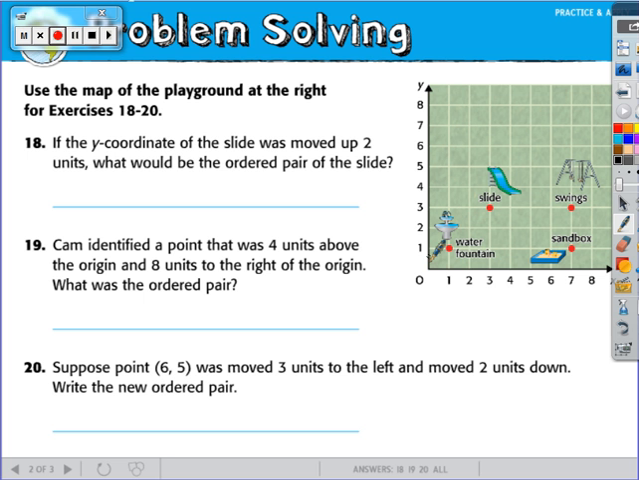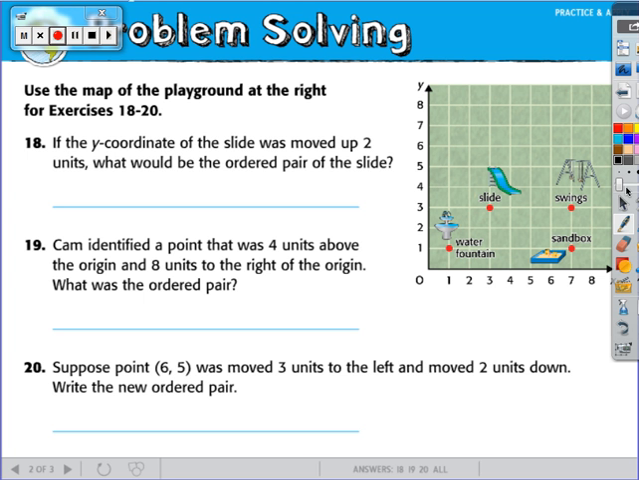18 through 20 are using the same coordinate grid. The y-coordinate of the slide was moved up 2, what would it be? What would the ordered pair of the slide be? Okay, hopefully you guys know the difference between up and down. Cam identified a point that was 4 units above the origin and 8 units to the right of the origin. What is the ordered pair? You can figure that one out. Suppose point 6, 5 was moved 3 units to the left and moved 2 units. Oh, that's going to get complicated. So you might want to take the time, draw it out, move over units, move down units, okay?